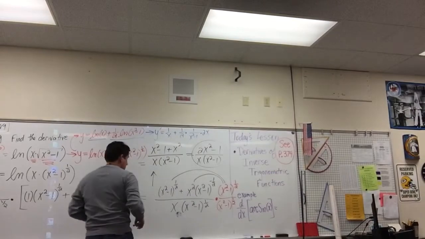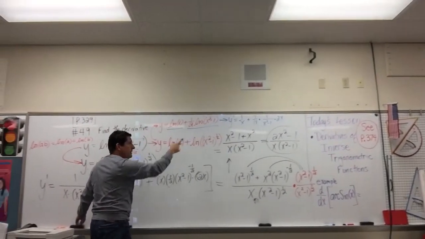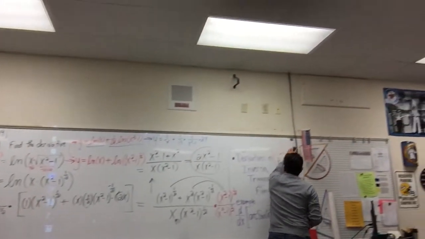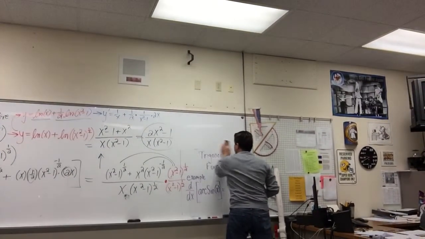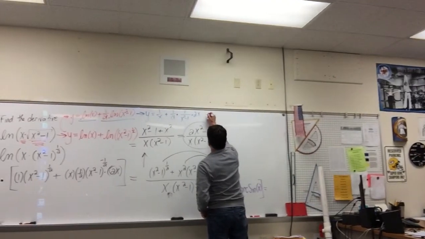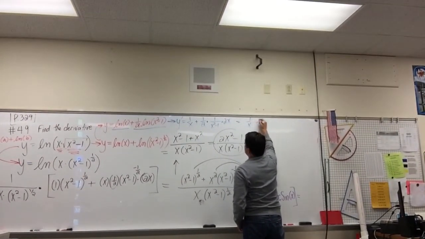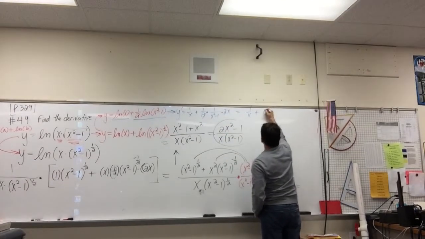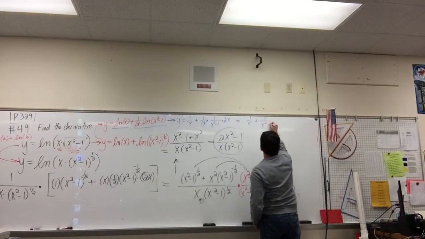Okay? Now the only trick is to wonder if that thing in the blue is the same as what's circled in the black. So let's see if it is. So let's just clean this up. I got 1 over x plus, 2's cancel, plus x over x squared minus 1.